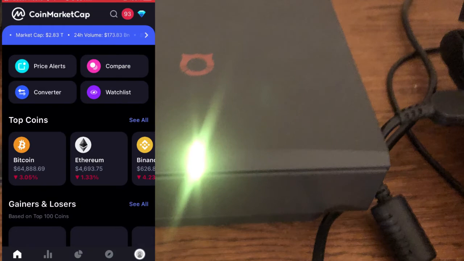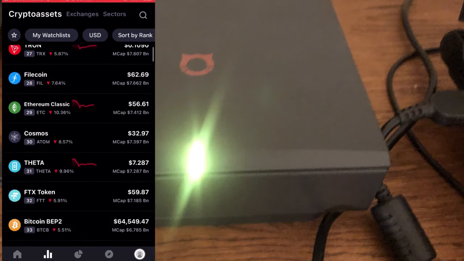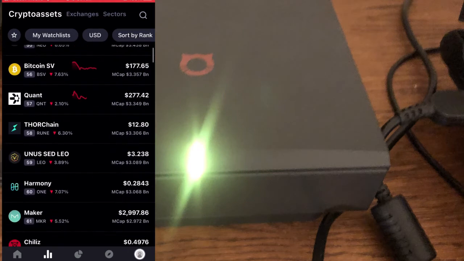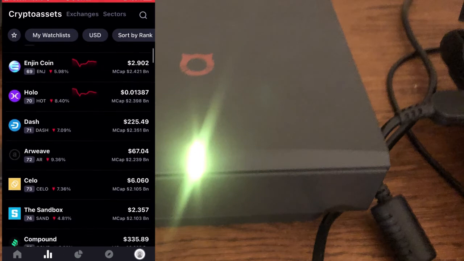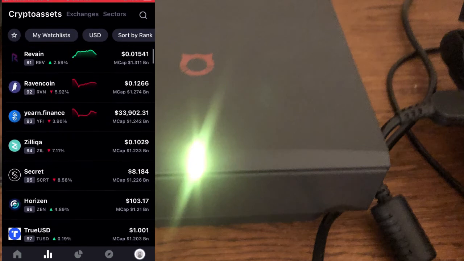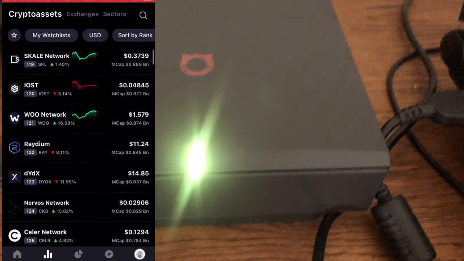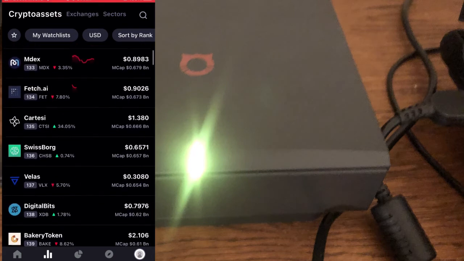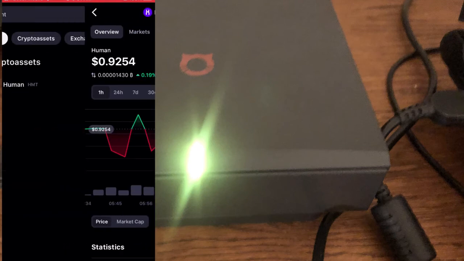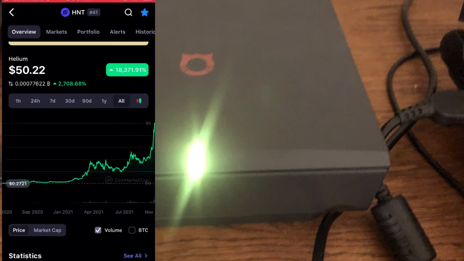Let's see, where is HNT? Oh, how come we don't see HNT? Where is HNT? I thought HNT was in the top 100. Nope, not that. HNT. Okay, there. 41. I think we just missed it. So it's gained 18,371.91% since July 11, 2020. And its market cap is 5.11 billion, so it still has room to grow.